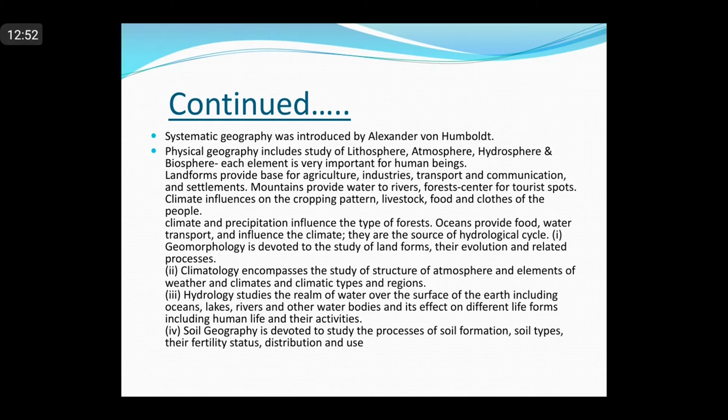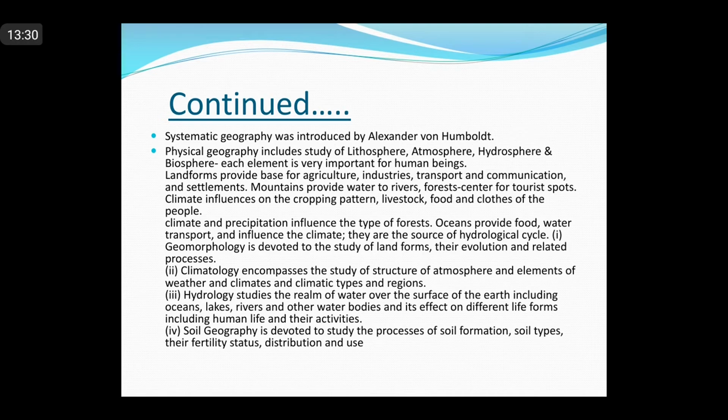Then comes your biogeography. What do we study in biogeography? The interface between physical geography and human geography has led to the development of biogeography. Have you understood? Four main sub branches of biogeography are plant geography, zoology or zoogeography, human ecology, and environmental geography.